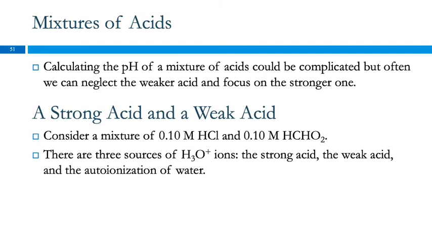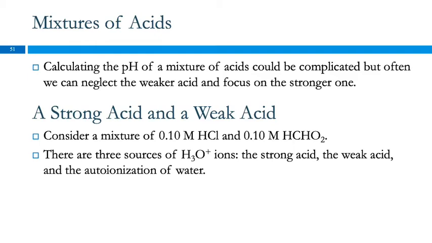Okay, mixtures of acids. This is fun. So if we're calculating the pH of a mixture of acids, this could get very complicated. But many times we can ignore the weaker acid and just focus on the stronger one, because the contribution of the weaker acid is not actually significant. So let's look at a mixture of a strong acid and a weak acid. So 0.1 molar HCl and 0.1 molar HCHO2, that's formic acid if you care.